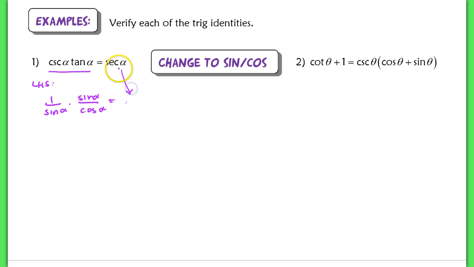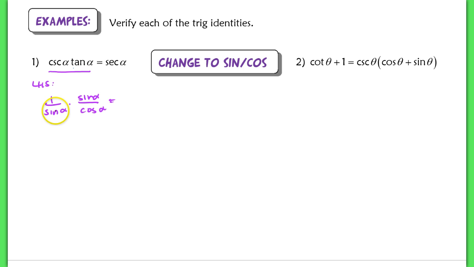Some teachers make you rewrite secant of alpha. I don't like doing that actually, because I'm sort of stating now, if I write this, that these two are equivalent, and I don't know that yet, so I leave it blank. I like to do it this way. You don't have to do it that way though. You can write in secant of alpha. Just make sure you're never changing the right hand side, okay? So I'm going to leave it blank.